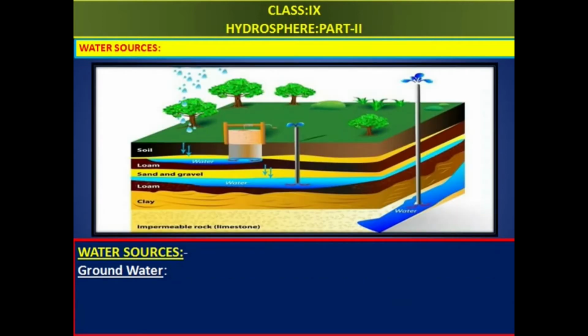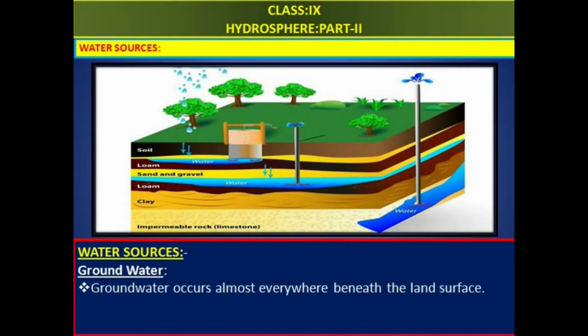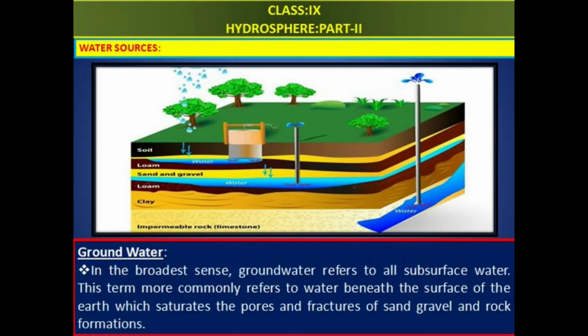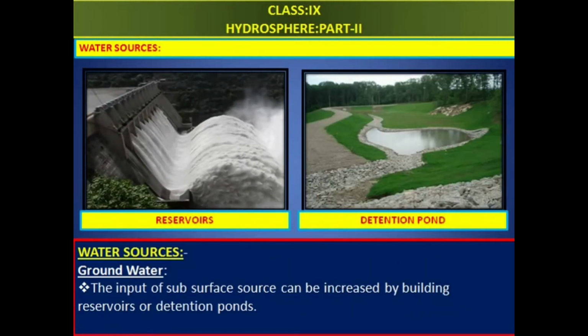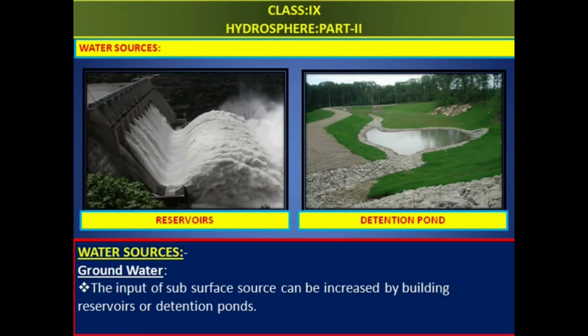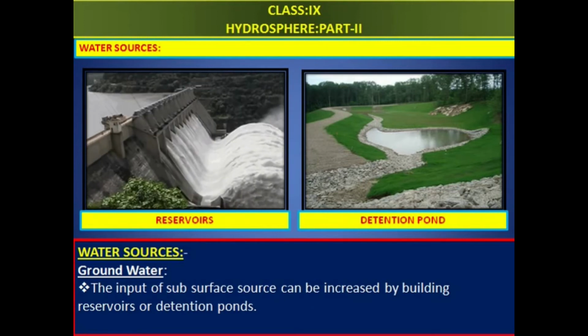Now let us know about groundwater. Groundwater occurs almost everywhere beneath the land surface. In the broadest sense, groundwater refers to all subsurface water. This term more commonly refers to water beneath the surface of the earth which saturates the pores and fractures of sand, gravel and rock formations. The input of subsurface source can be increased by building reservoirs or detention ponds.